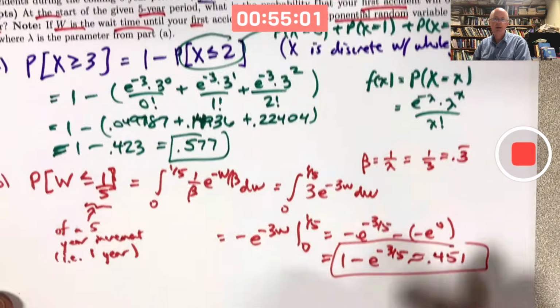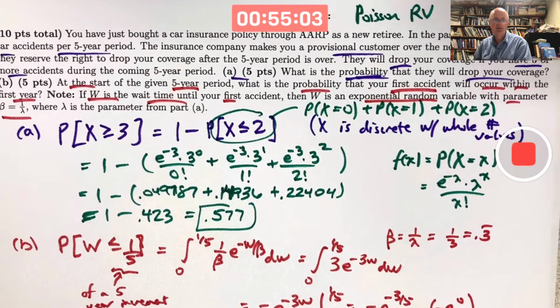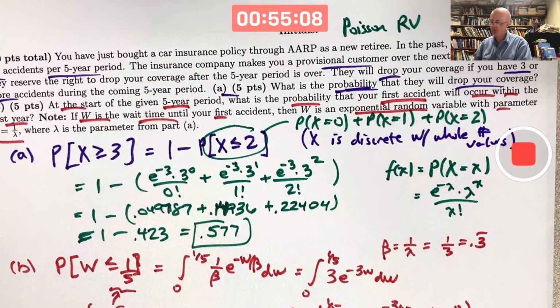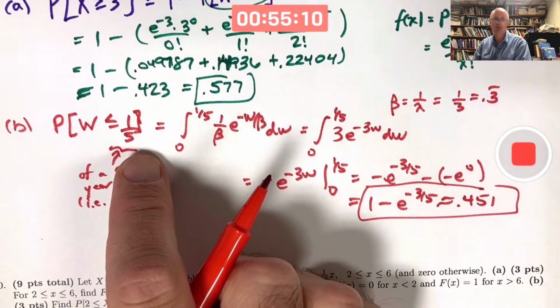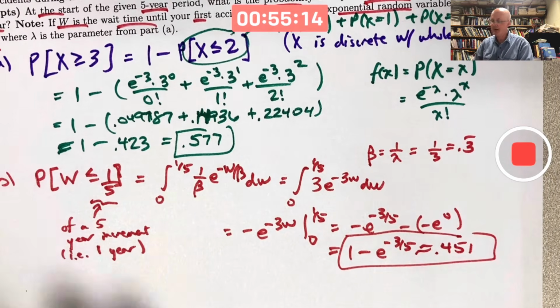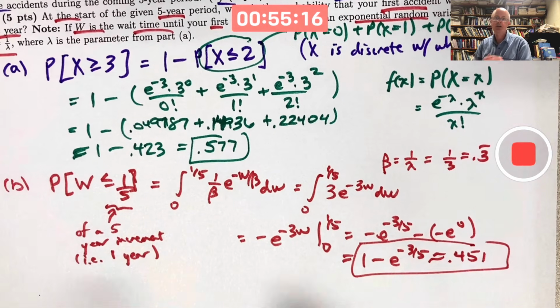That would be the probability that the wait time of the first accident is 1 year or less, which in 5-year increments is 1/5 of a 5-year increment or less. If my students put a 1 there and got the wrong answer, they'd still probably get most of the points because that was pretty tricky.